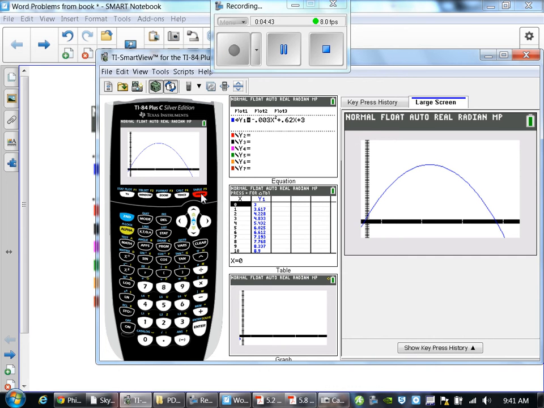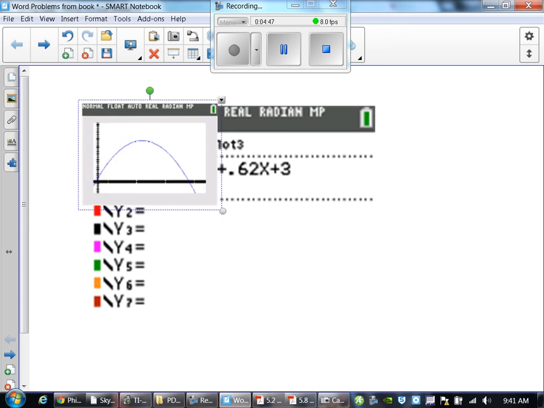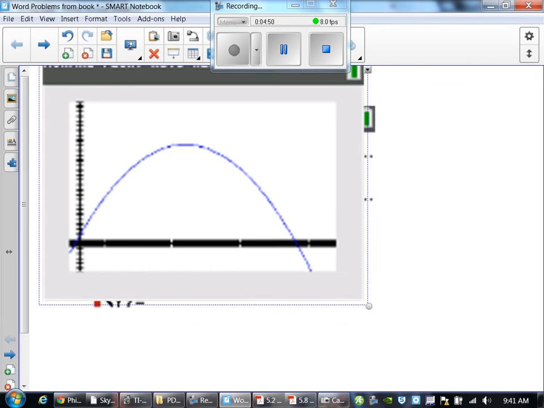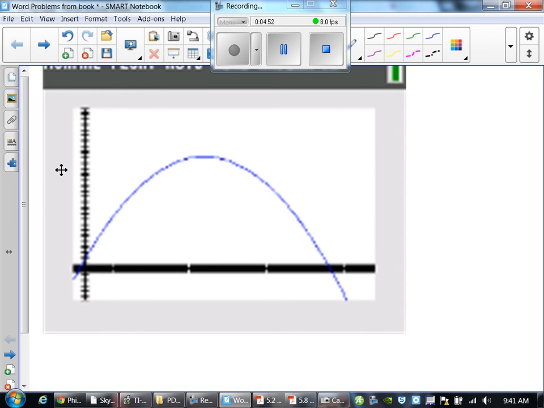But one thing for certain, if I'm looking at the graph, this point right here would be the what? It would be the maximum, wouldn't it? It's the vertex, right? Since it's the high point, this would be called the maximum.